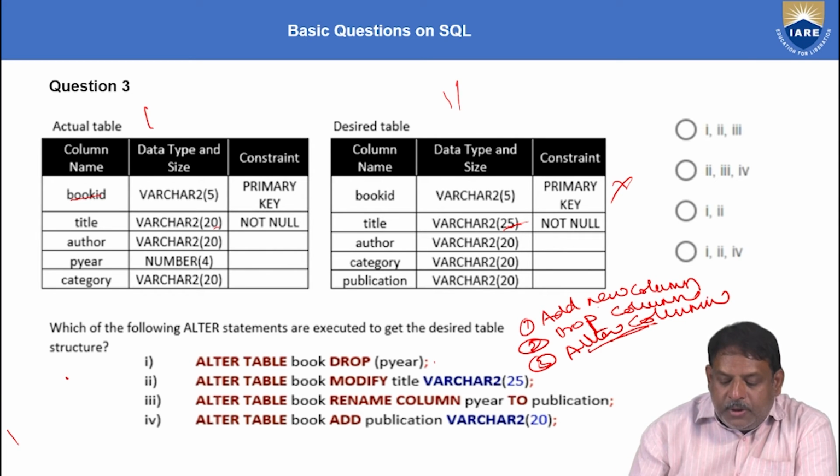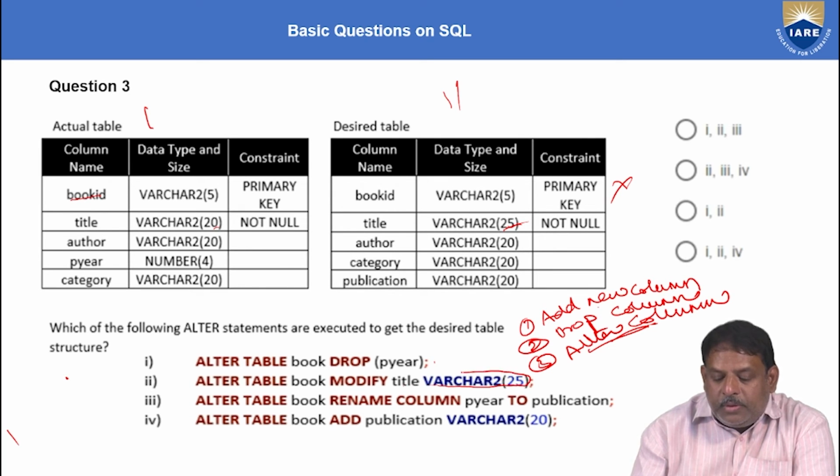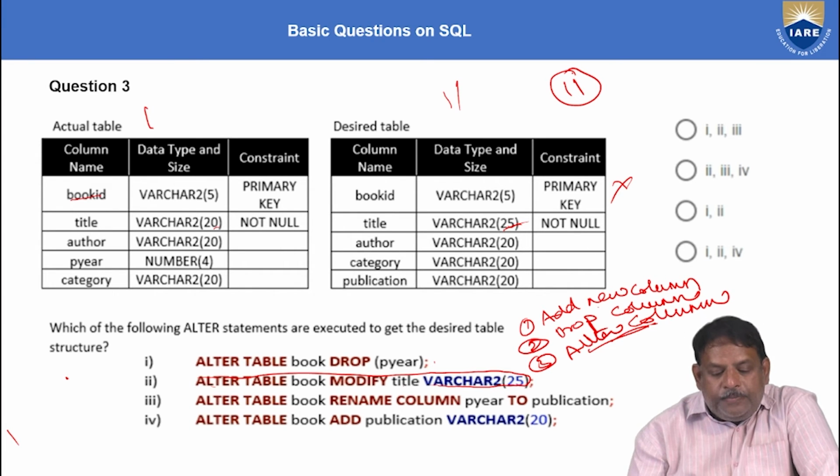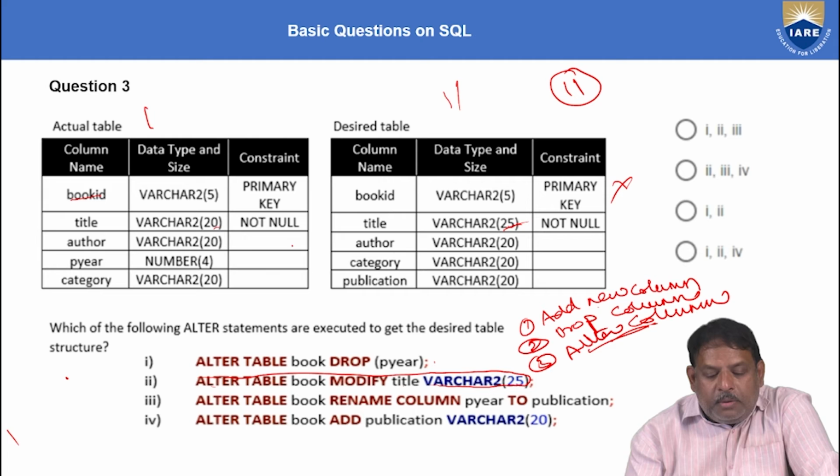Okay, what is that option? ALTER TABLE MODIFY title to title 4. So this is the first option. So 2 is one of the likely answers. Next, author remains same, no change. Very good.